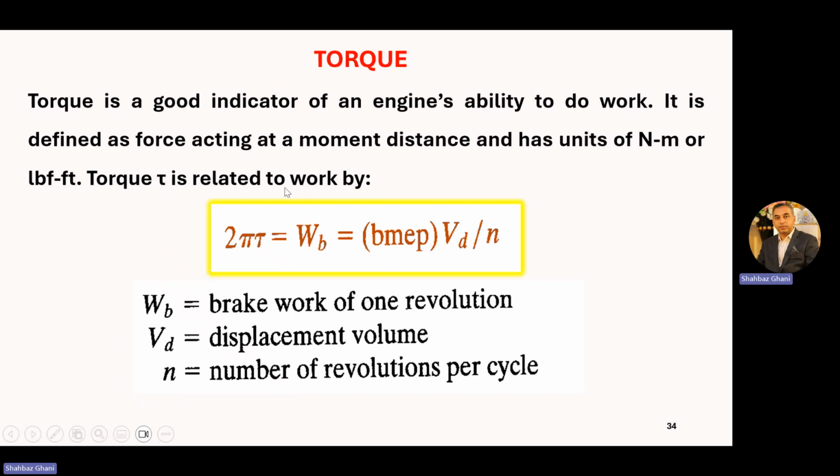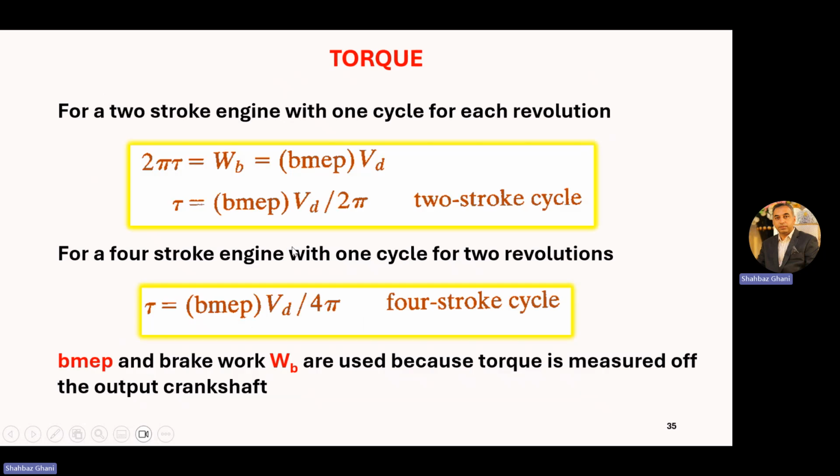Torque tau is related to work by this formula: 2 pi tau is equal to brake work of one revolution. And we know that brake work of one revolution is equal to brake mean effective pressure into the displacement volume divided by the number of revolutions per cycle. So this is the general equation for torque.